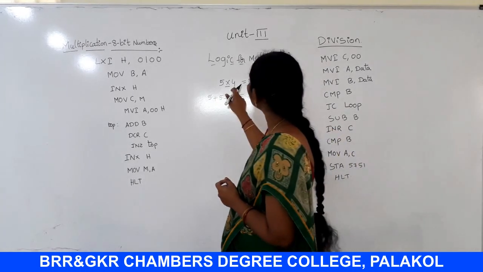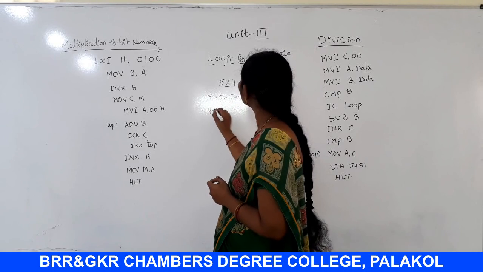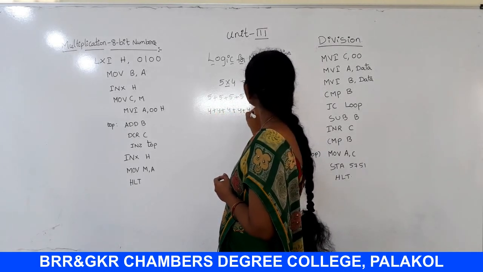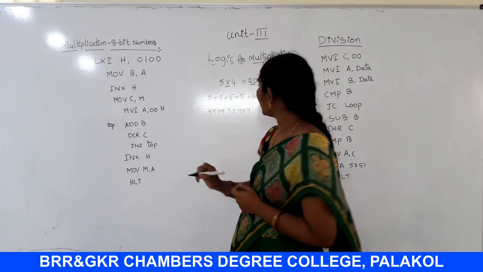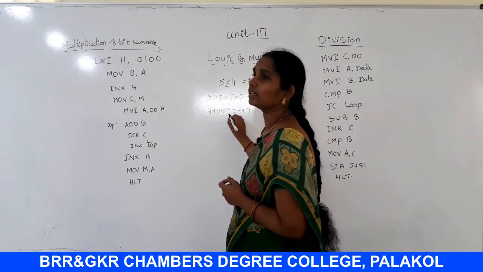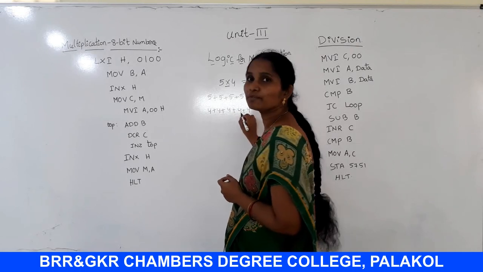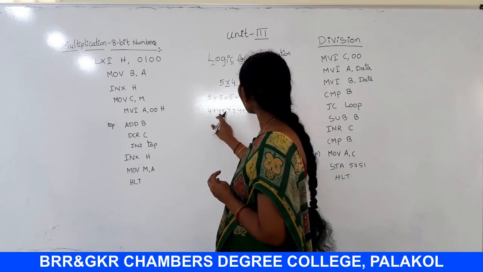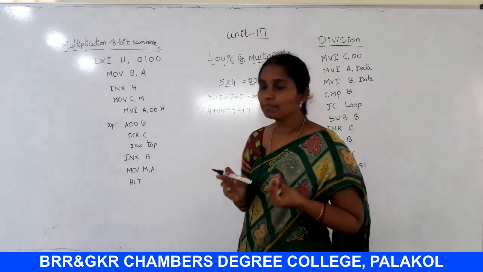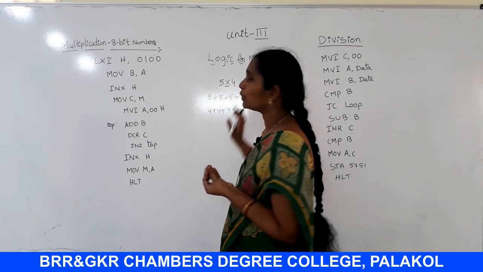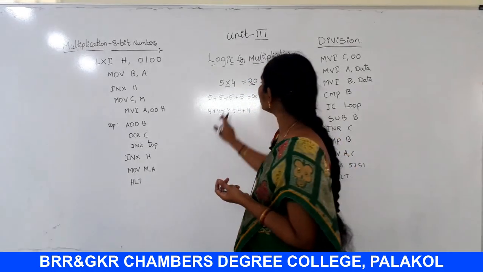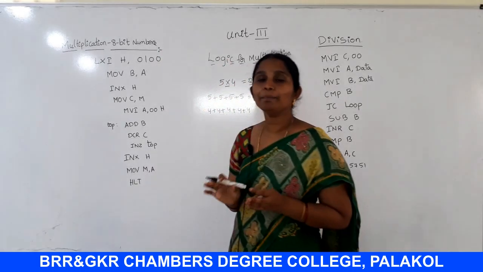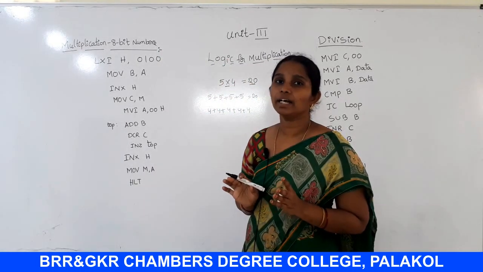Now consider the number 4. 4 plus 4 is 8, 8 plus 4 is 12, 12 plus 4 is 16, and 16 plus 4 is 20. That means if we add 4 five times, then we will get 20 as the result. So this is the logic we will use to implement the multiplication of two 8-bit numbers.